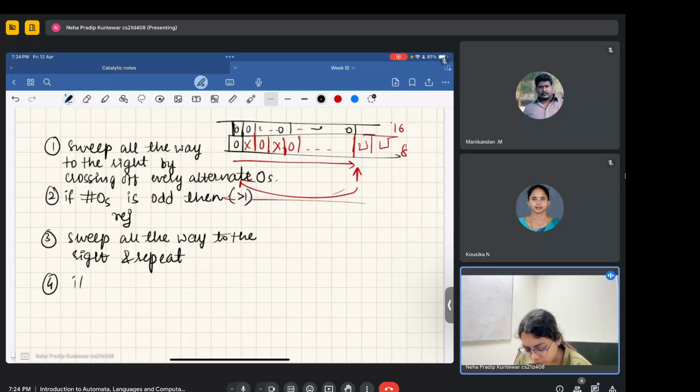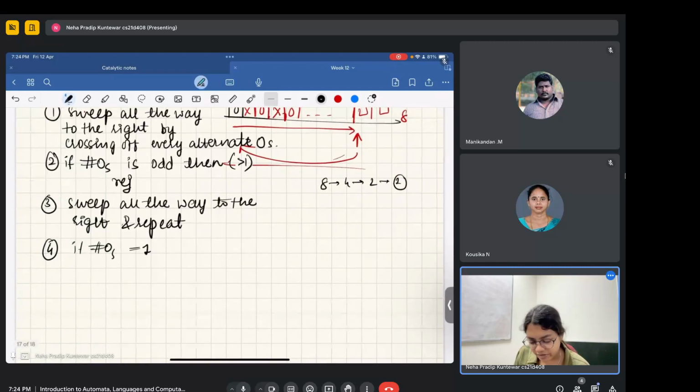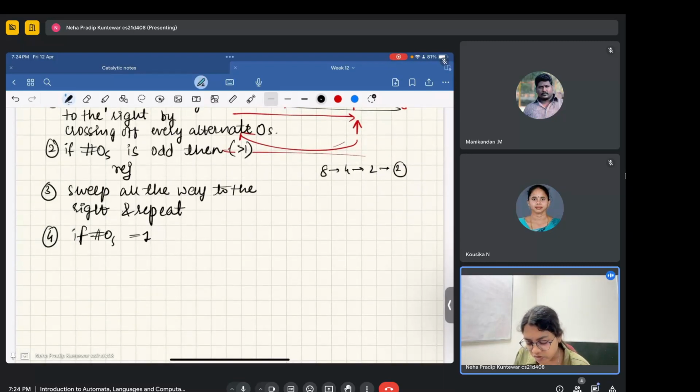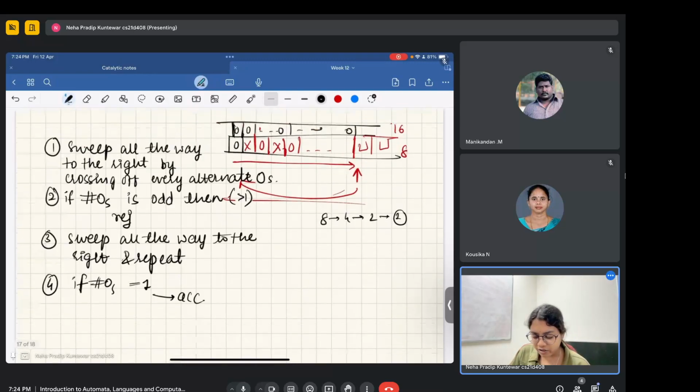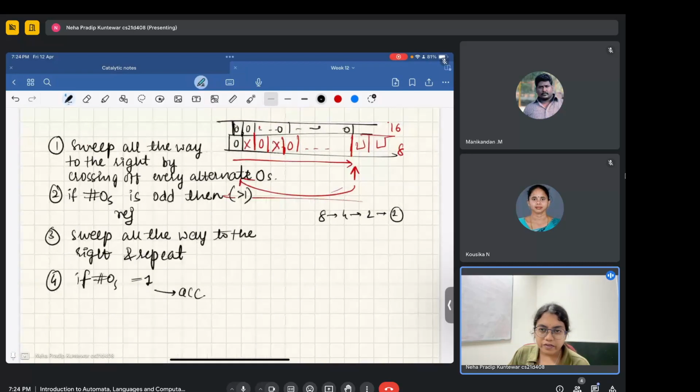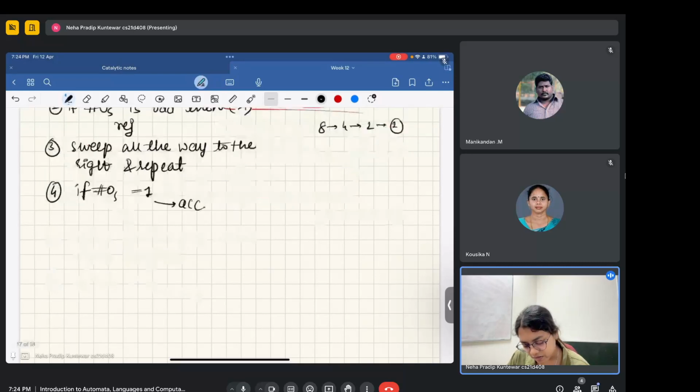And if the number of zeros is equal to 1, we've already reached the number. Like we said earlier, 8 goes to 4, 4 goes to 2, 2 goes to 1. The moment you get to 1, we are going to accept. So this is the informal idea. We are halving it, going all the way back to the front, halving it again, going all the way back to the front. If the number of zeros is 1, then we accept.